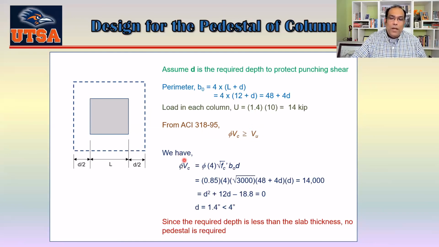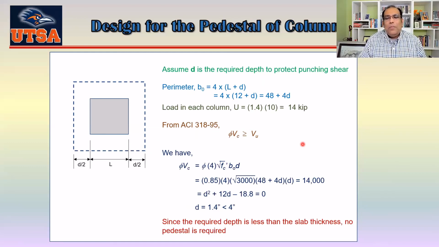So we have our phi Vc is equal to phi 4 root f prime c, b naught d. D is the depth, b naught is basically the perimeter where the failure will occur here. Okay. So if I solve that one, then the required depth has to be 1.4 inch. But actually my slab is 4 inch. Okay, so much higher than 1.4 inch. So I don't need any pedestal here to design because the slab will be able to handle that shear.